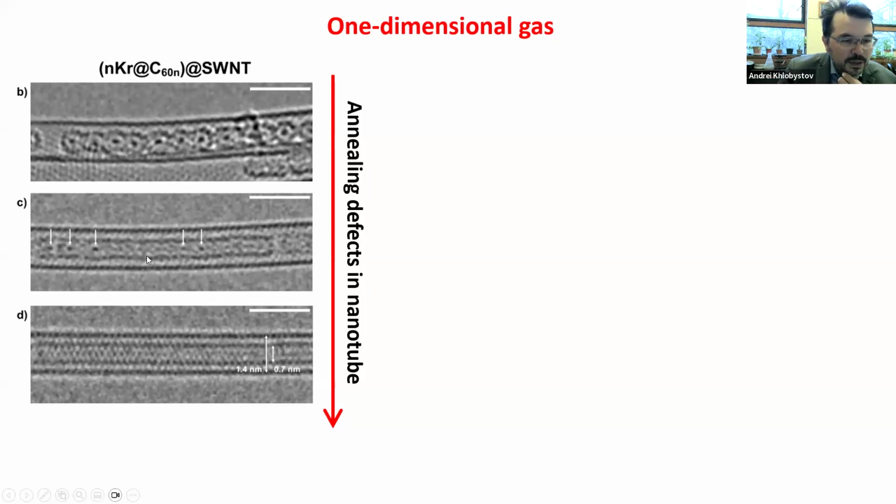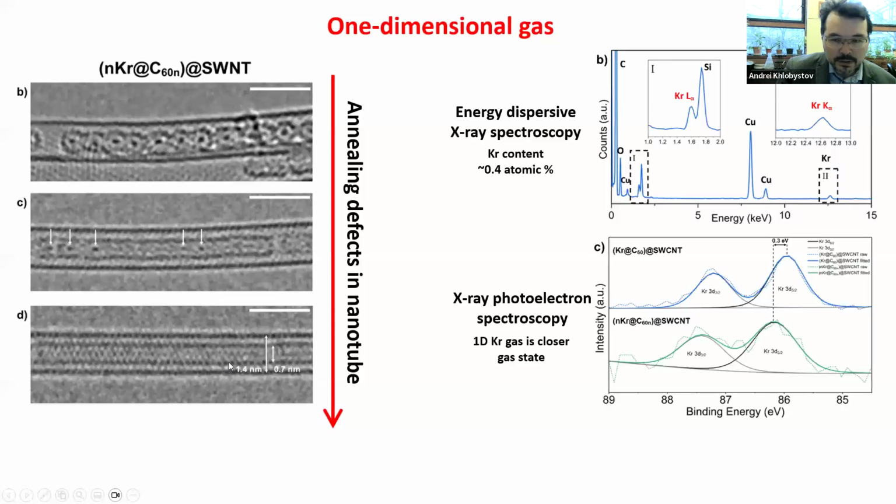The second image, it's already a well annealed tube in the middle, but not so much at the ends. And you can see some krypton atoms and some are already delocalized. And the final image is where the tube is completely annealed, so the krypton atoms are free to move in one dimension within the nanotube.